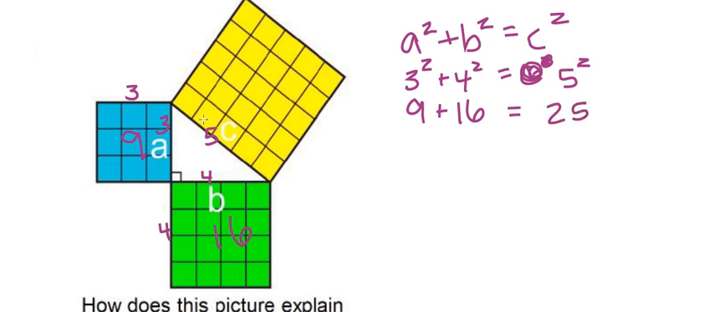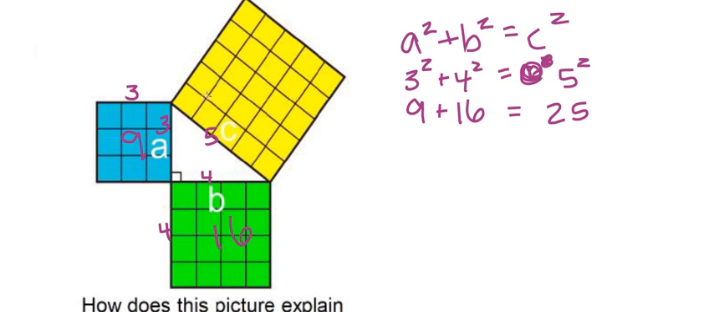is 25. So it's basically telling me that if I take this side length, the area of the square that it creates, added to the area of the square that this side length creates, is going to be the area of the square created by the hypotenuse.